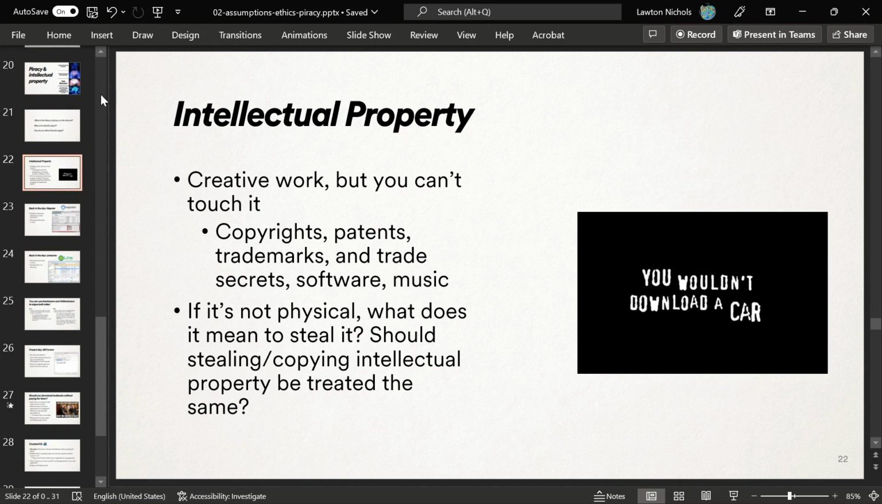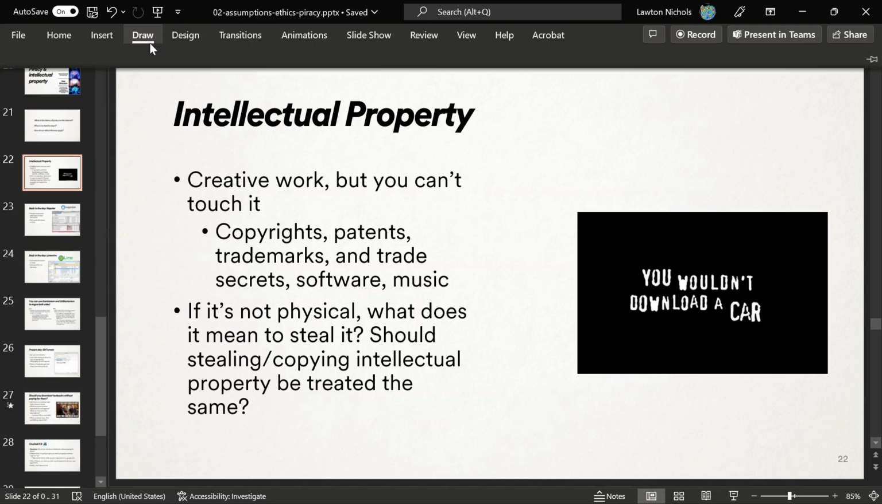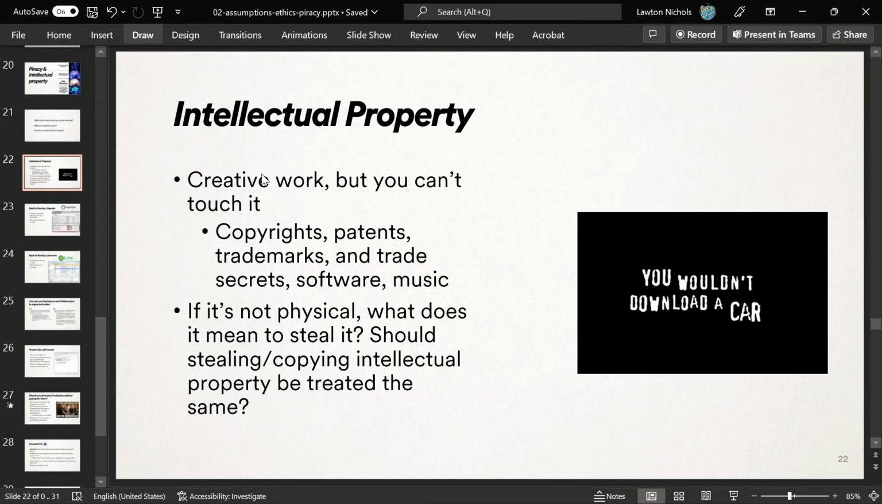All right? So let's first talk about intellectual property. Okay? Intellectual property, if you look it up, just means a creative work, something that somebody has made, usually an artist, but you cannot touch that work. It's virtual, like a program, or a website, or a logo, or a song, something like that. You can't really touch it, but it exists, and there's ways to protect against it being stolen, right?